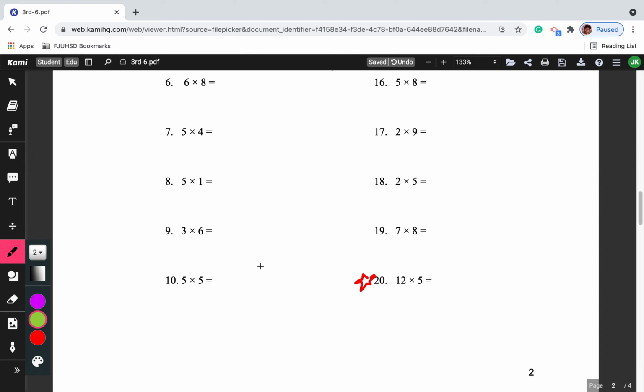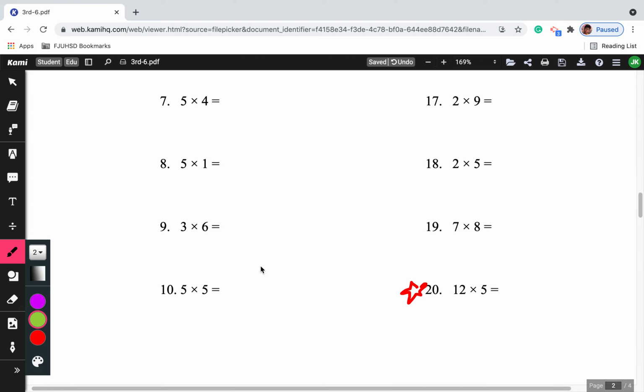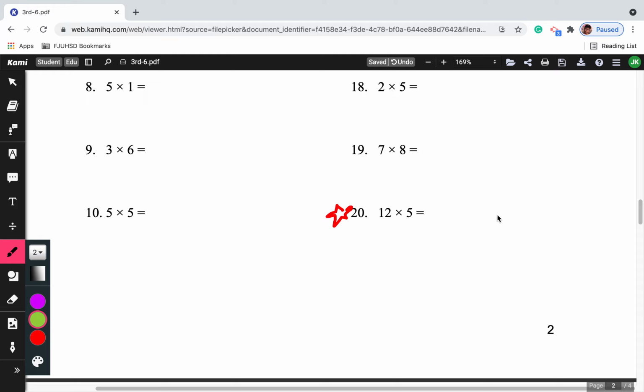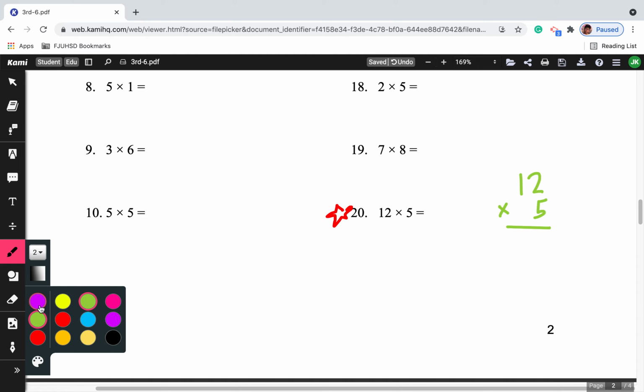Okay, let's do multiplication. 12 times 5. Since we have done a lot of these, we could try doing it without drawing. So, get 12 on the top, 5 on the bottom, and then you put the multiplication sign. I like to put the bigger number on top and the smaller number on the bottom because it makes it easier to visualize.